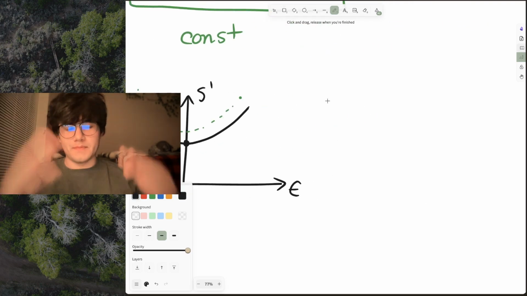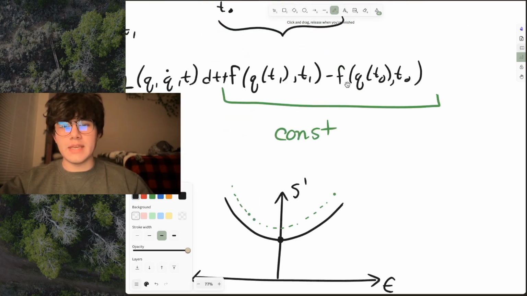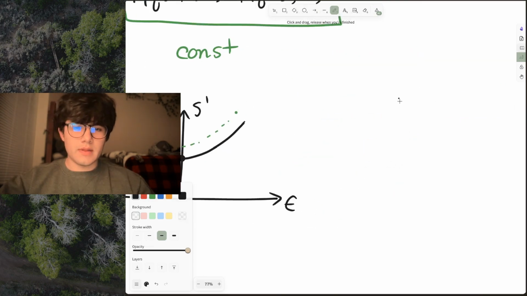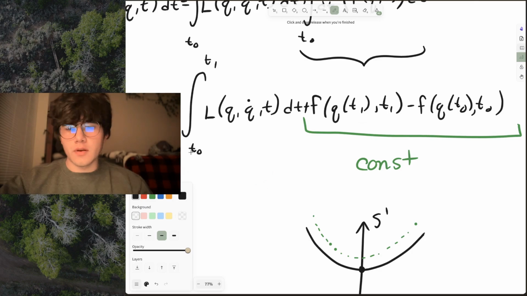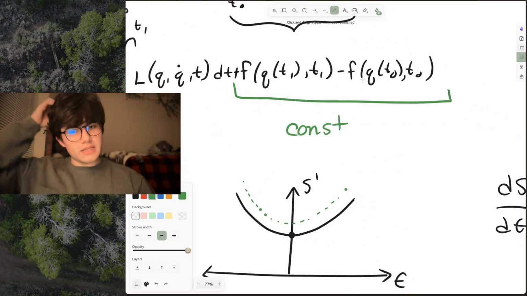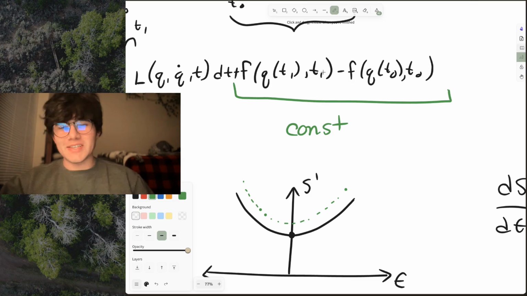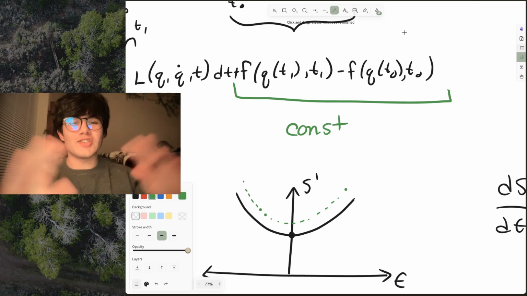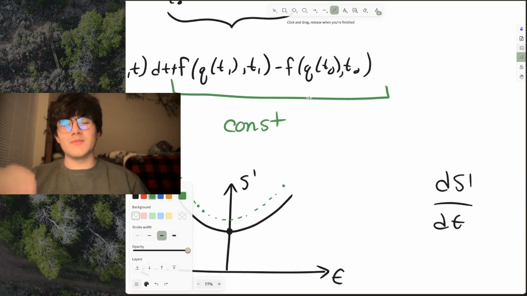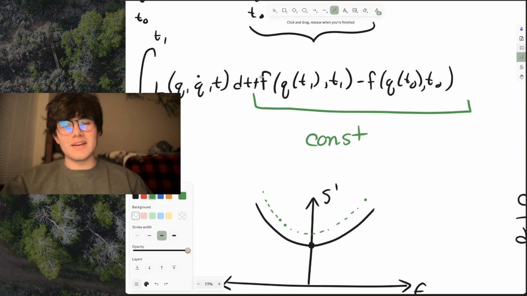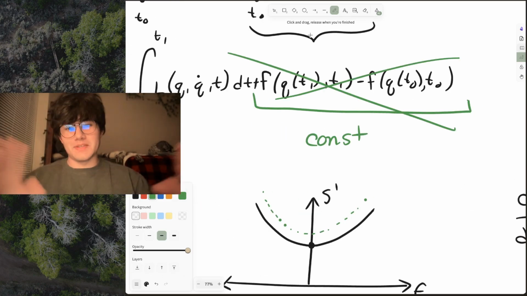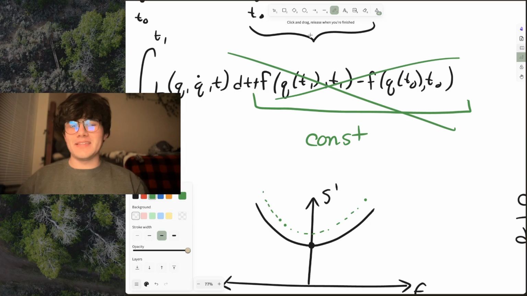So again, if you watch the first video, you'll know that we take the derivative with respect to epsilon after changing the definition of q. And because our change q, again, you'll have to watch the first video to understand this, is going to have the same endpoints, it's not changing at all with epsilon. So when we take the derivative with respect to epsilon, this constant bit just is a constant and it disappears.